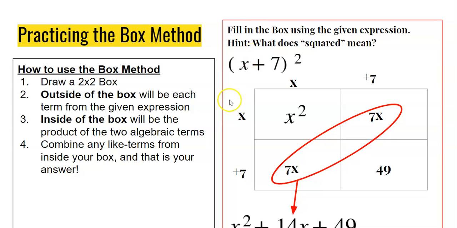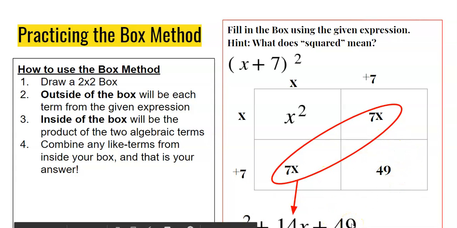So that's going to go outside my box. Once again, inside my box, same thing I've been doing before. x times x is x squared. 7 times x is 7x. 7 times x is 7x. 7 times 7 is 49. My like terms are always my diagonals. 7x plus 7x is 14x, which is a little bit cut off here. Then we have only one x squared term, so we're going to keep it. Once again, it's cut off. And we have one constant term, so we will keep it.